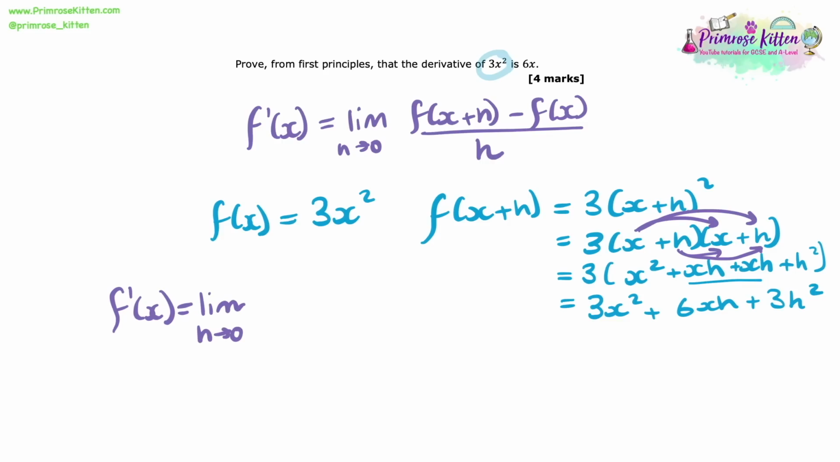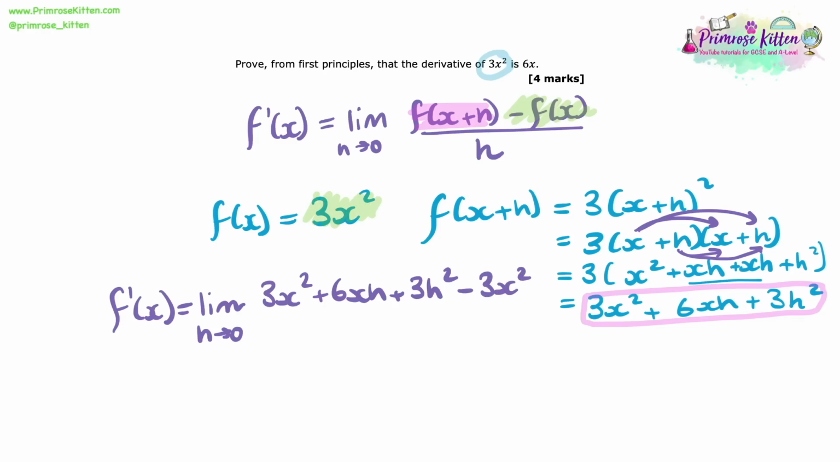But now I'm going to substitute it into our first principles equation. So here we have f dash x equals, in the limit where h tends to 0, in place of the f of x plus h, I'm going to put in 3x squared plus 6xh plus 3h squared, and then I'm going to subtract f of x, which I know is 3x squared. So I'm going to subtract 3x squared. And that's all going to be divided by h.